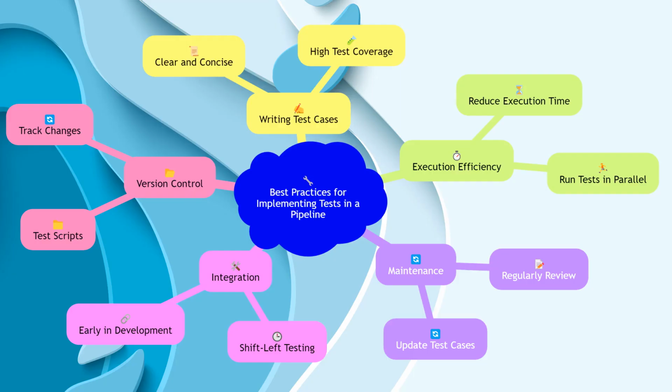Implementing tests in a pipeline requires following best practices to ensure effectiveness and reliability. Some key best practices include writing clear and concise test cases, maintaining a high level of test coverage, running tests in parallel to reduce execution time, and regularly reviewing and updating test cases. Additionally, it's important to integrate tests early in the development process, shift-left testing, and to use version control for test scripts. By adhering to these best practices, teams can ensure that their testing process is efficient, reliable, and contributes to the overall quality of the software.